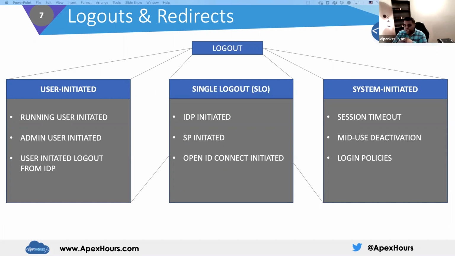So when you're in Okta or any other identity provider service, you can also initiate a logout from there. Then it will do an API call, or even a SAML assertion, and ensure that you're logged out of the other system. System initiated is typically when there is a session timeout, or in the middle of using your system there's a deactivation of your access. And then, of course, there are some login policies where you didn't meet your IP requirements or login hours and other things upon refresh and so forth.